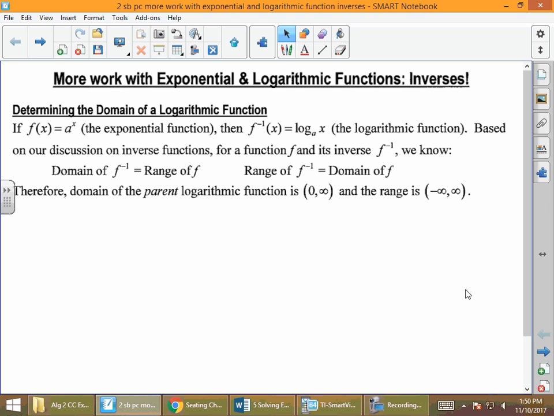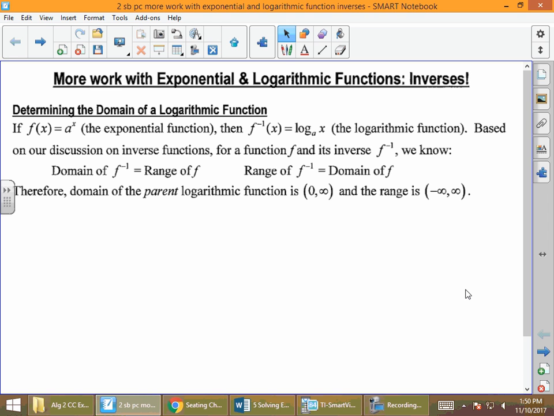Because in inverses, the domain and the range switch. The x and the y switch places. And that's the same thing here. The range of the original function became the domain of the inverse function. And we spent a fair amount of time in our last unit on that topic, so I think that concept is going to come back to you pretty quickly.